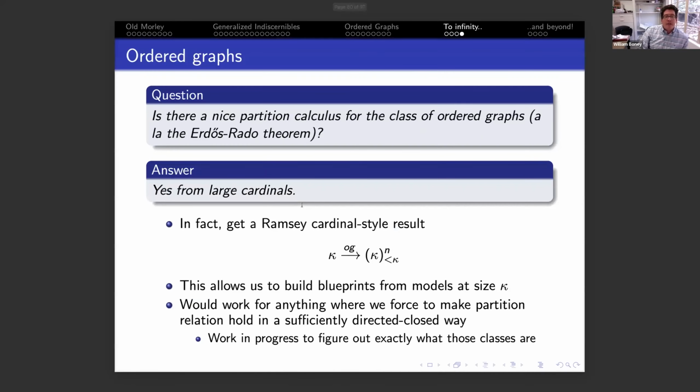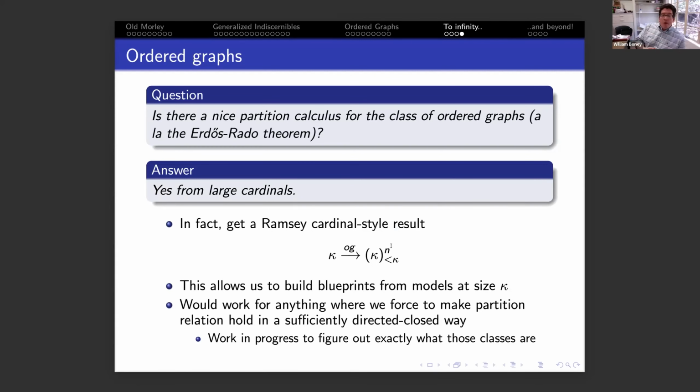Okay, and so what does this tell you? That there's a nice partition calculus for the class of ordered graphs from large cardinals. That if kappa is Laver indestructibly supercompact, then it also satisfies this Ramsey style partition relation. And this would let us build partition relations if we had an AEC with models of size at least this supercompact.